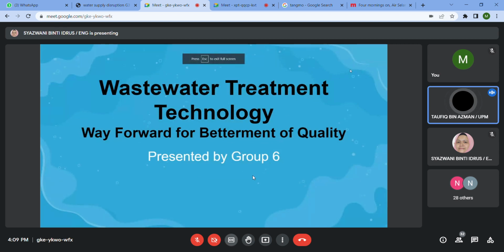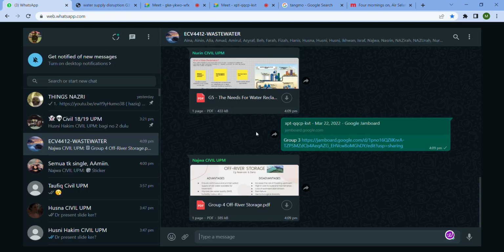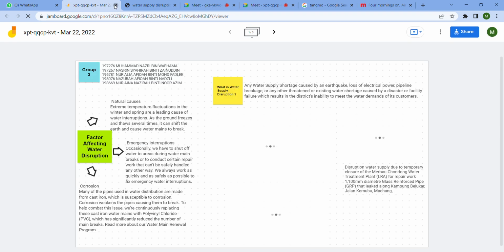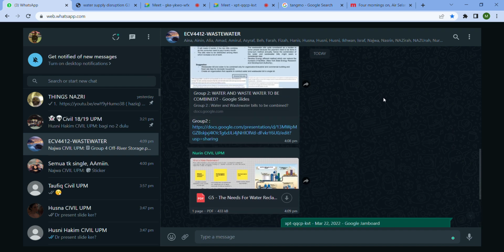Which is highly effective for particulate removal. And high pressure membranes are effective for dissolved matter removal, which in turn can treat the wastewater. The second one is using ultraviolet irradiation technology, which uses the germicidal effect of UV light in a way that the microorganisms in the water are inactivated through the exposure to the UV light.